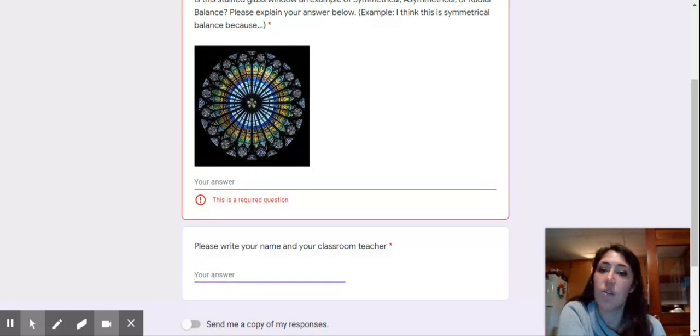If it's not the right type of balance, that's something that we can go over together as a class or in a meet sometime, and just make sure that we're all clear on the different types. So please, please, please do not stress out about this. This is more for me just to gauge what my students are understanding rather than whether you're right or wrong. That's not how I'm grading this. I'm grading this as if you participate or not.